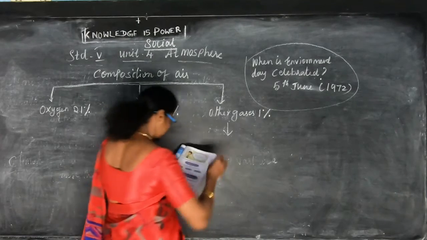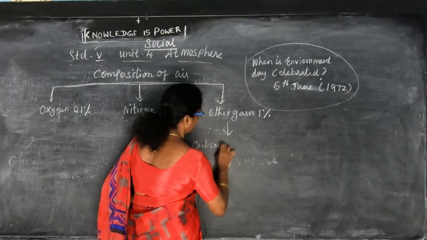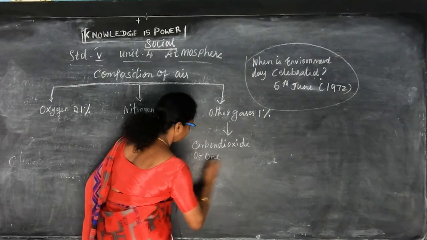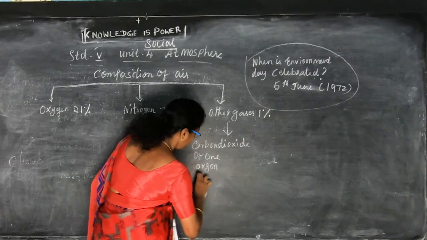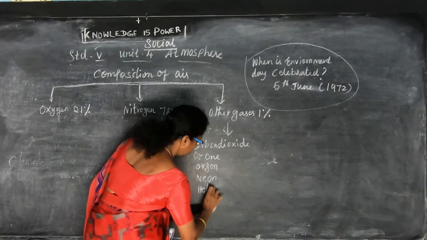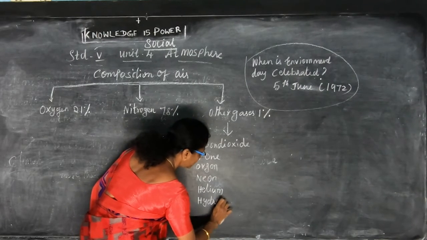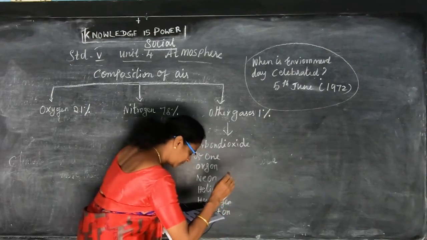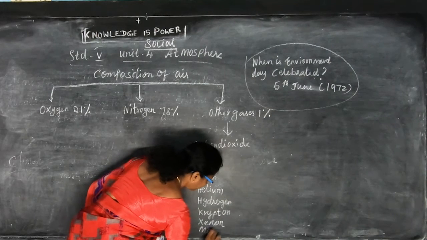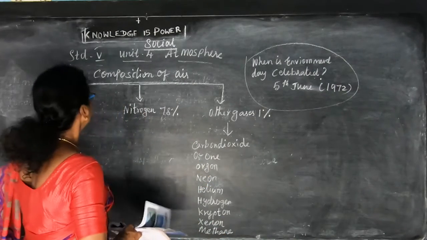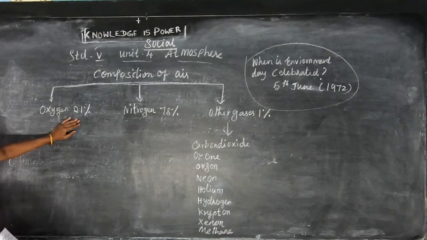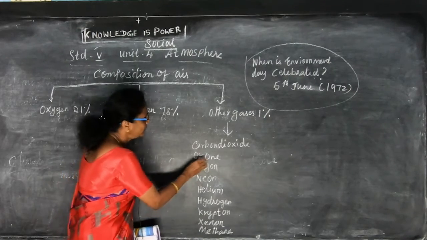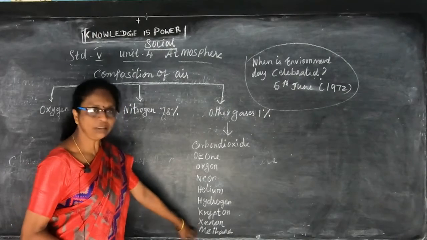What are the other gases? Carbon dioxide, ozone, argon, neon, helium, hydrogen, krypton, xenon and methane. See the spelling, children: krypton, xenon and methane. These are the other gases present in the air. So oxygen 21%, nitrogen 78%, other gases 1%. The other gases are carbon dioxide, ozone, argon, neon, helium, hydrogen, krypton, xenon and methane.